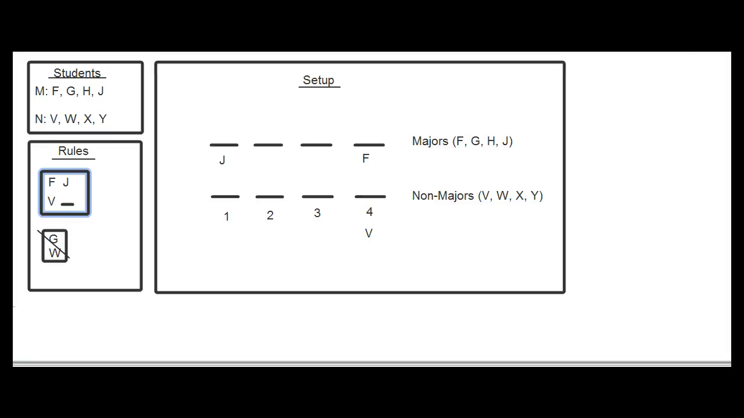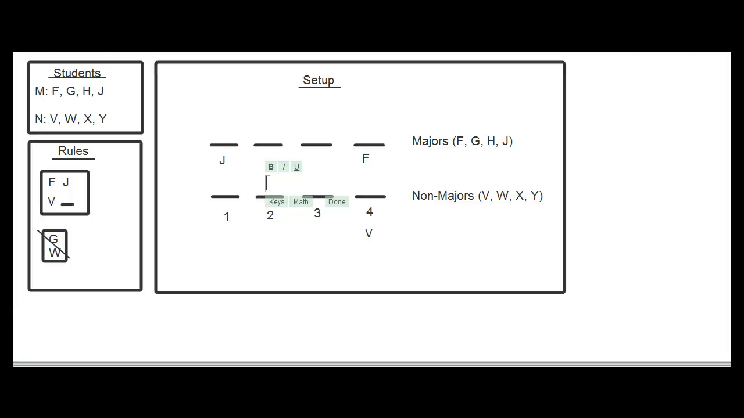Number two, if Victor is assigned to bench two and Wanda is assigned to bench four, which one of the following must be true? Okay, so this question actually gives us some more information. So let's put it in here. They want us to assign Victor to bench two. So let's put Victor in bench two.